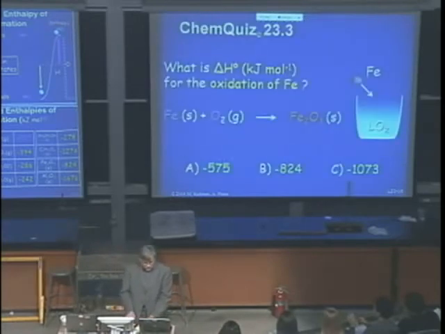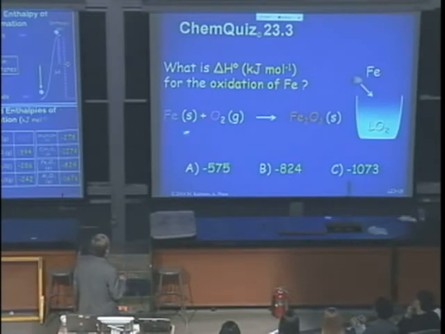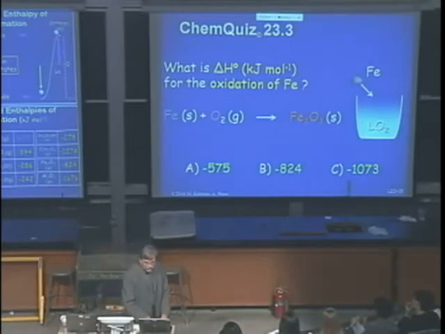So let me ask you a question. I actually said it already. What is the delta H of reaction for the oxidation of iron? So iron and oxygen gives Fe2O3. What is that? Obviously, it must be exothermic because there's only negative signs here. And so is it minus 575, minus 824, or minus 1073? Why don't you think about it? Give me your answer.